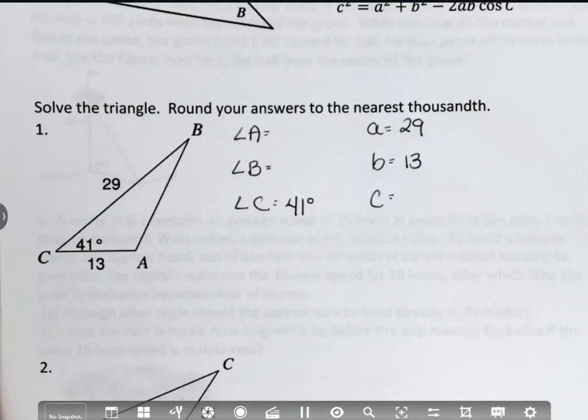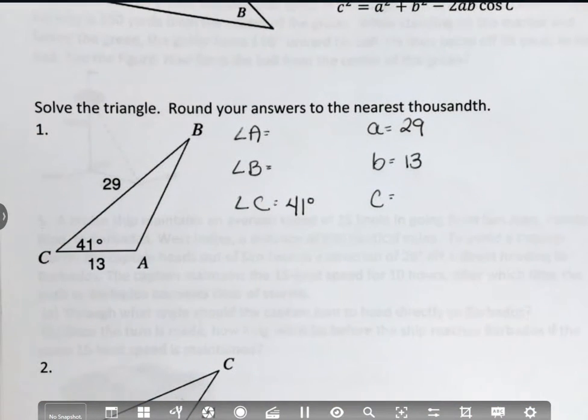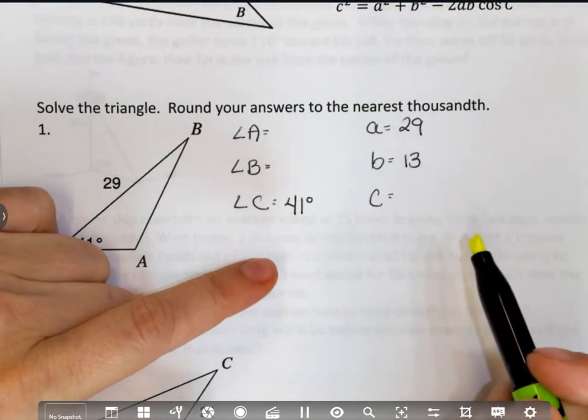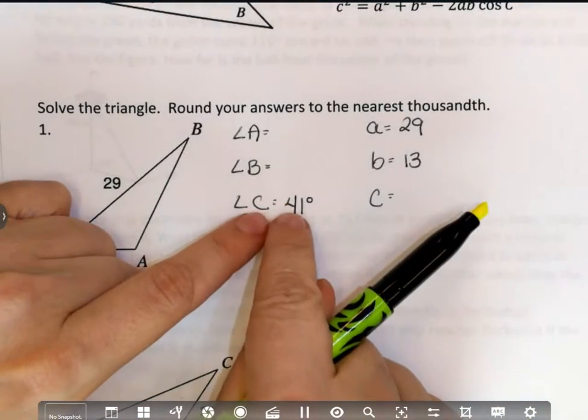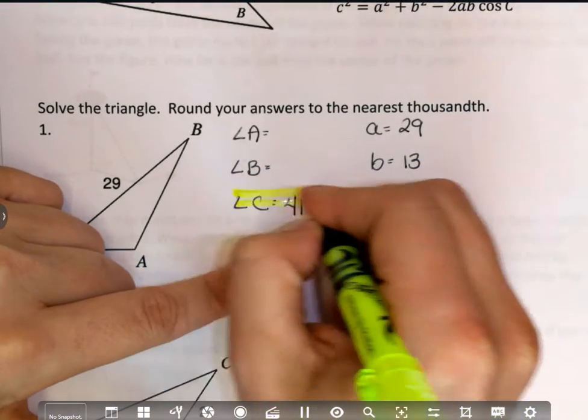We don't have an angle side pair, but I have 3 pieces of information and at least one side. So what I need to do is figure out what would be my angle side pair. Since that's the only angle that I'm given, these are the 2 that I'm going to work with.